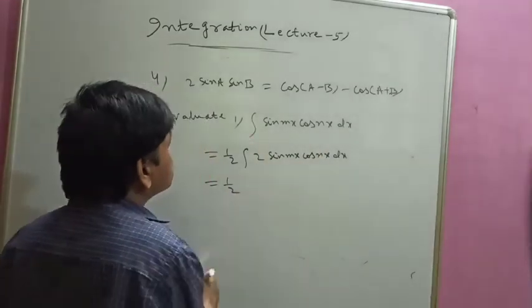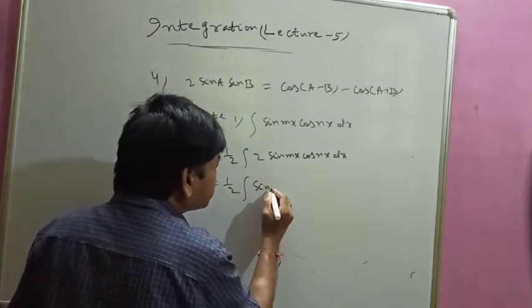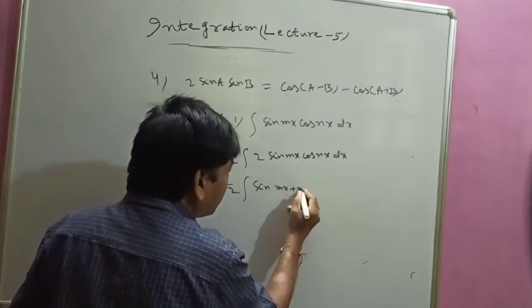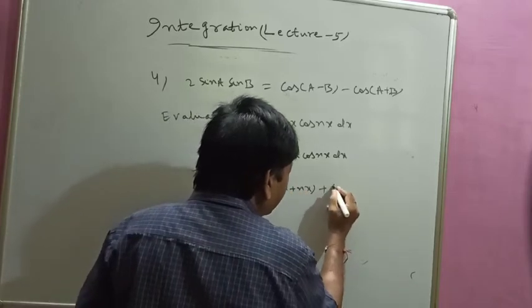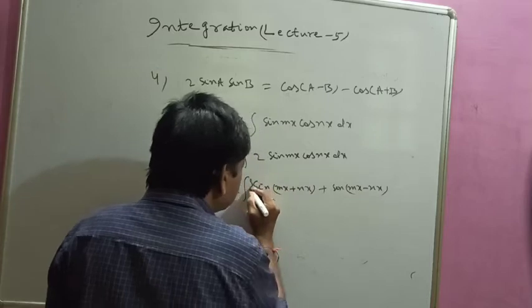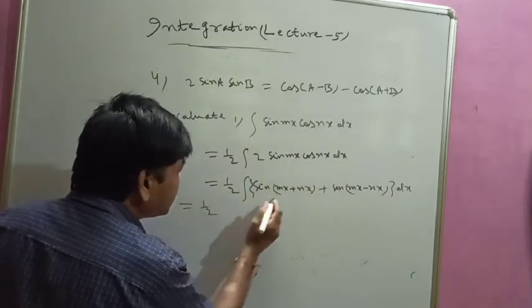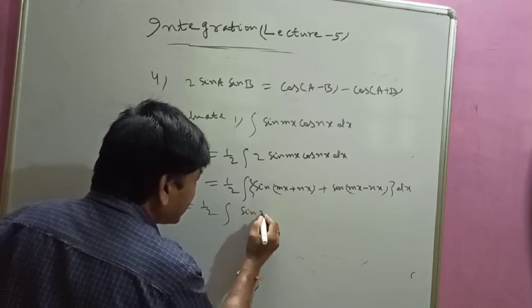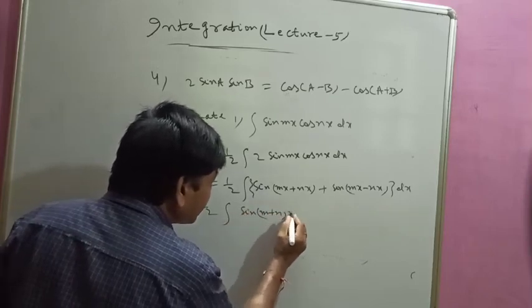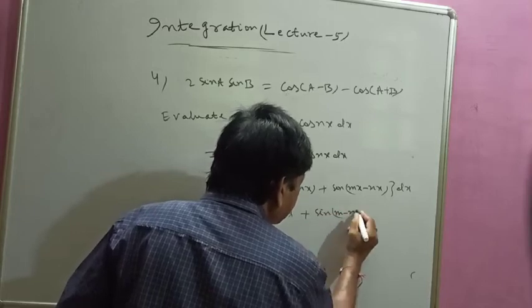So earlier we have discussed the formula: 2 sin A cos B is what? Sin(A plus B) plus sin(A minus B). So then this becomes half into sin (m plus n) x, and this becomes sin (m minus n) x.